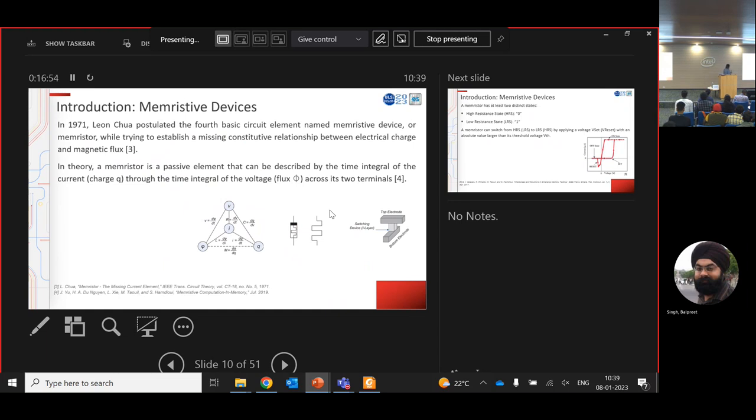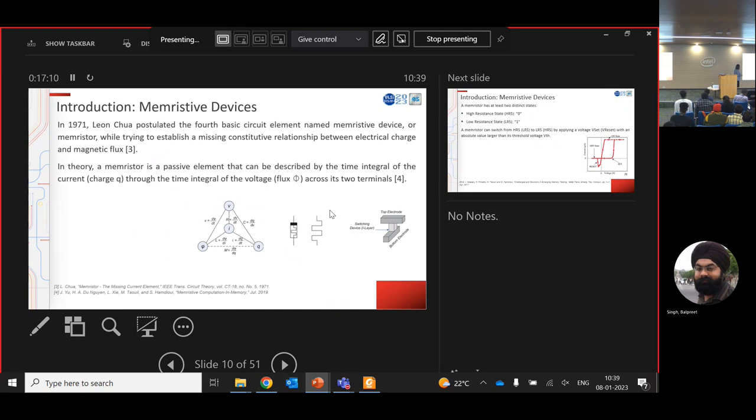So let's talk a little bit. There are a couple of slides related to background. Let's talk a little bit more about these memristive devices. Basically, they were proposed in the 70s by Leon Chua.